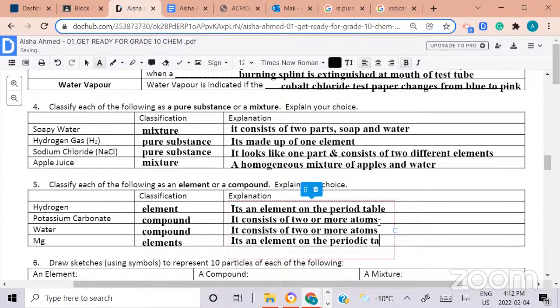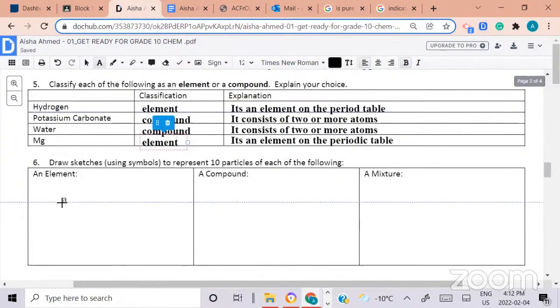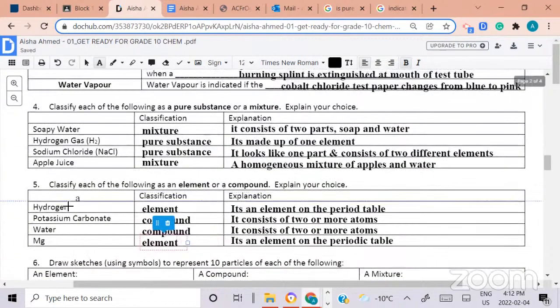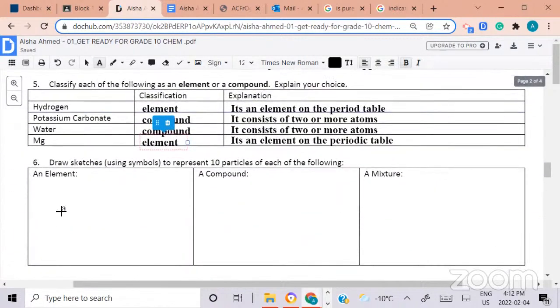Okay, and then just get rid of the S on elements, because that's bothering me, beside magnesium. Awesome. Okay, next. So draw sketches using symbols to represent 10 particles of the following: an element, a compound, and a mixture.